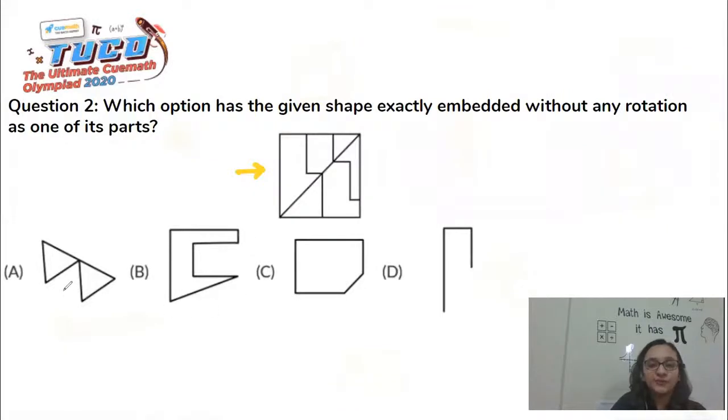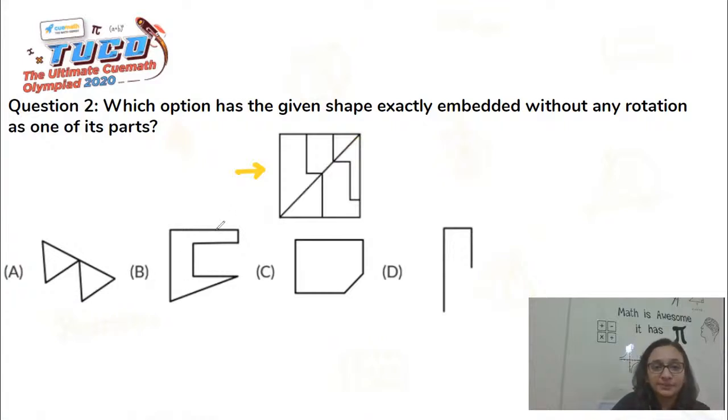We need to find which of the following four options is present inside this main figure. The first one has a slant line like this and then two triangles attached to it. So we have this slant line in the figure, but nowhere, on the top side or at the bottom side of it, do we have triangles attached like this. So option A cannot be the correct answer.